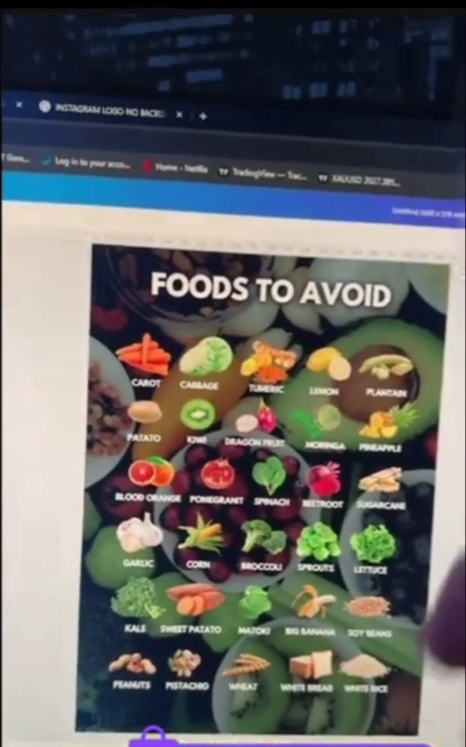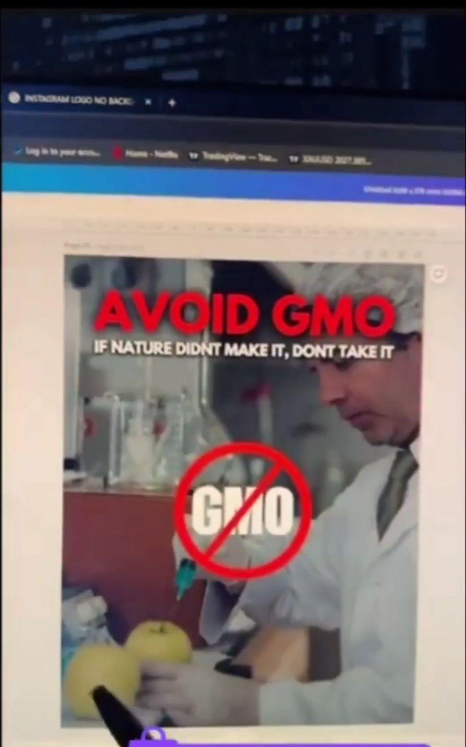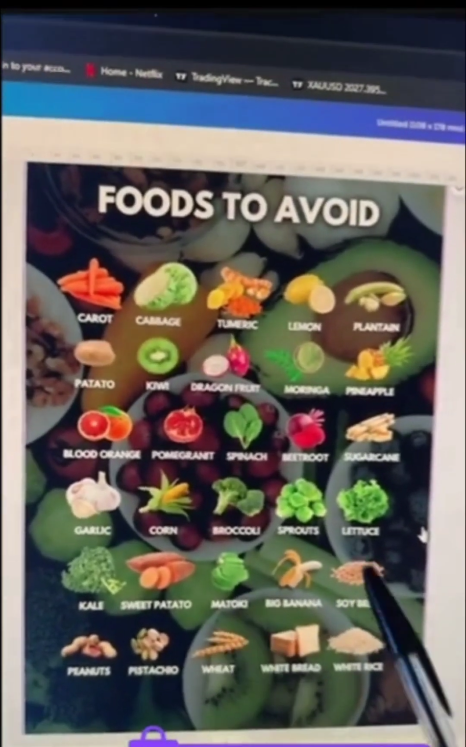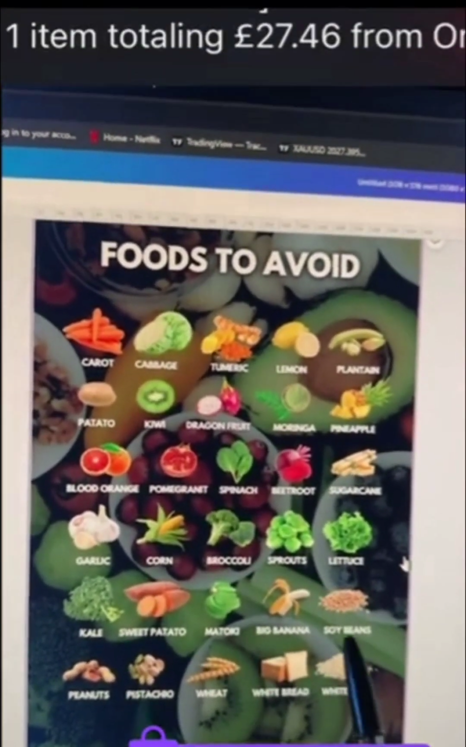Turmeric is unhealthy, so is lemon and carrot. These foods were not created by nature. They were created in labs, genetically modified. None of these foods were here on the day of creation, which means they are unnatural to your body. Your body does not know what to do with them.